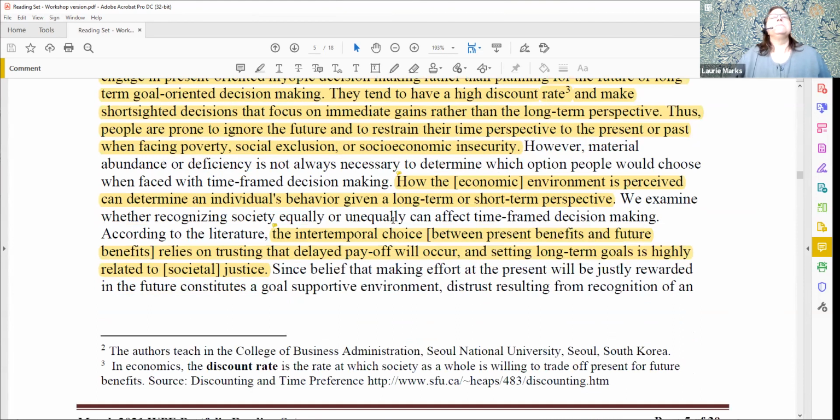And then they state this position: how the economic environment is perceived can determine an individual's behavior given a long-term or short-term perspective. So this is where they're emphasizing perception over objective reality, because what people believe is what affects their behavior and not what is objectively true.